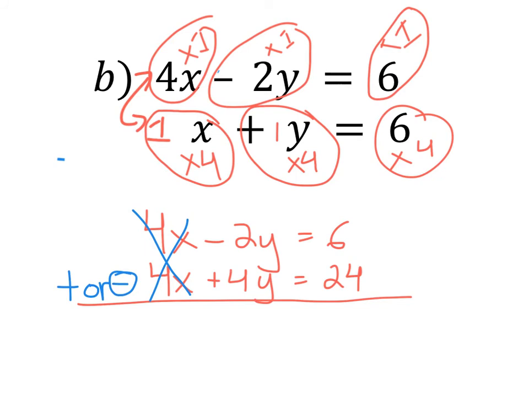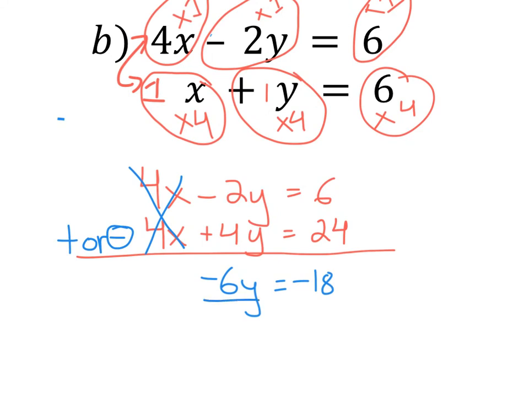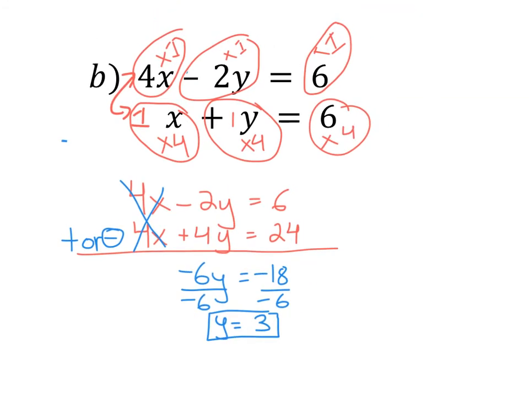Negative 2 minus 4 is negative 6y. Then 6 minus 24 is negative 18. We'll divide by negative 6. And a negative 6 goes into an 18 3 times.